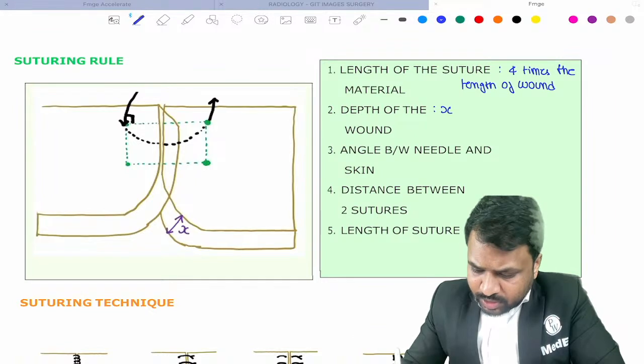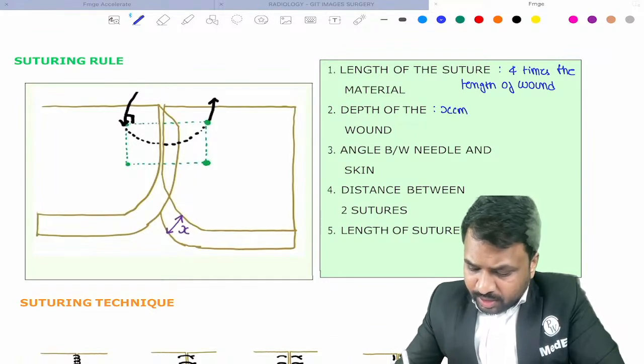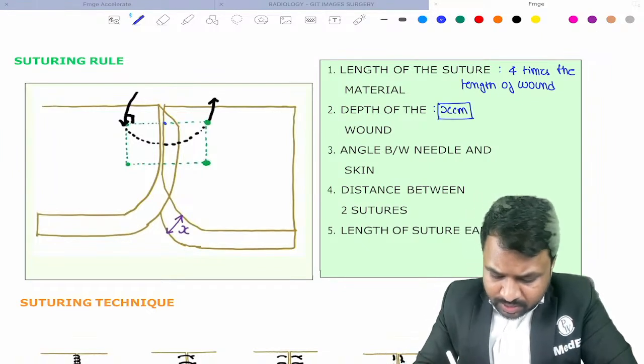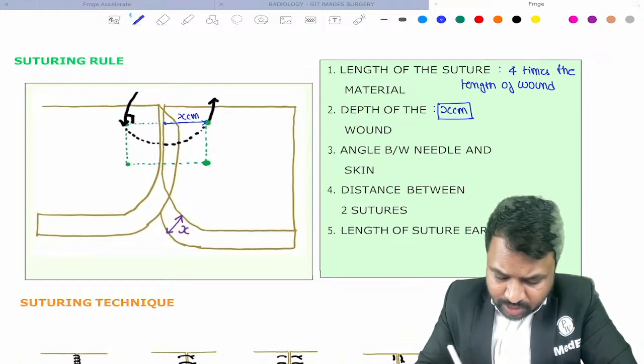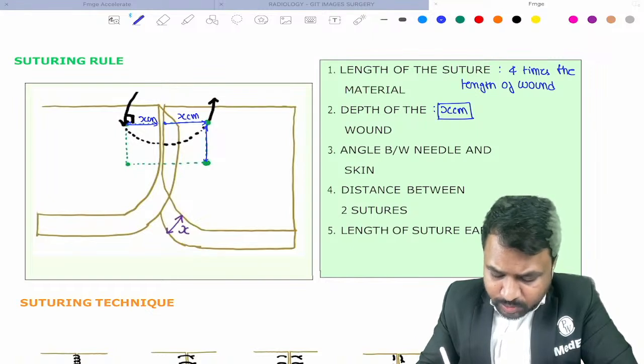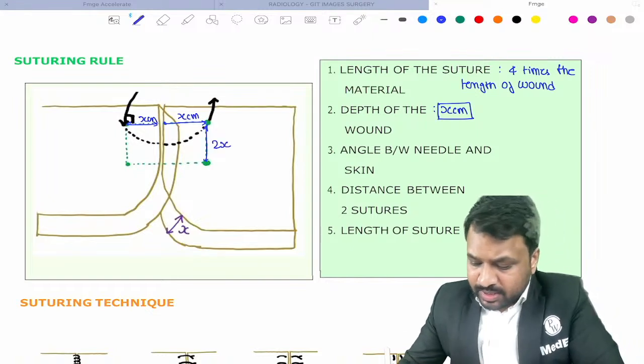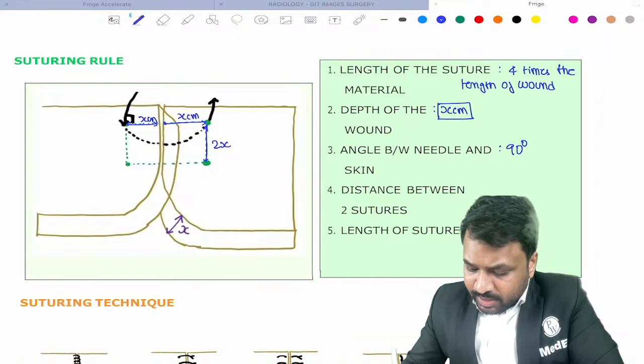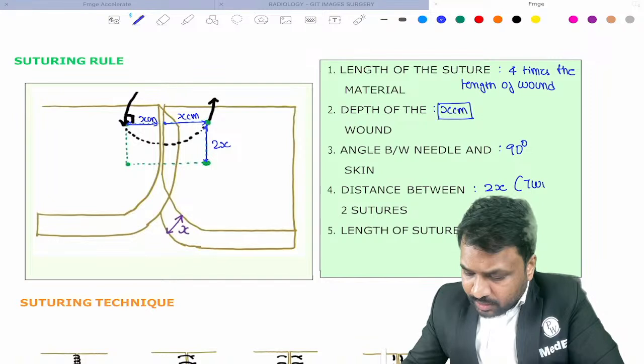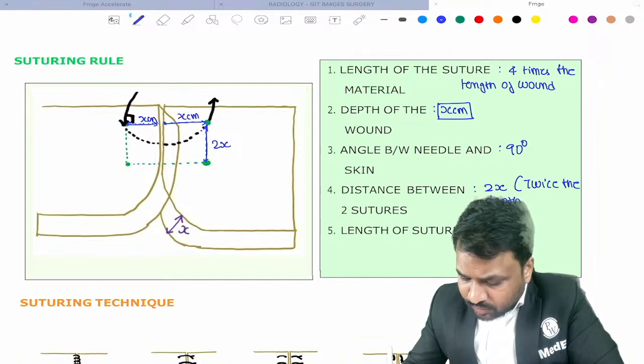Now, if the depth of the wound is taken as X centimeters, the depth is very determinant for the pricking area. The distance between the two sutures should be twice the depth, that is 2X. The angle between the needle and the skin is going to be 90 degrees. Distance between two sutures is twice the depth of the wound.